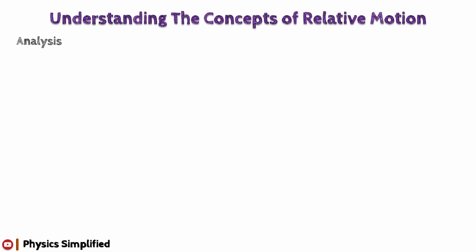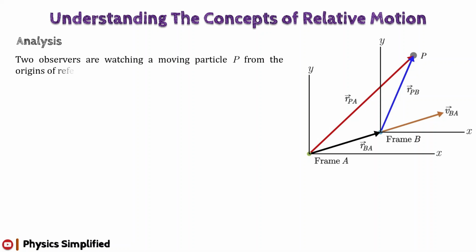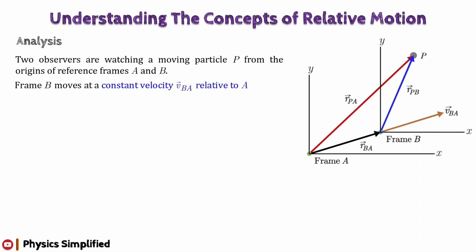To find the velocity of a moving object relative to another moving object, let us consider two observers are watching a moving particle P from the origins of reference frames A and B. The frame B is moving at a constant velocity, vector v_ba, relative to frame A. The figure shows a certain instant during the motion.